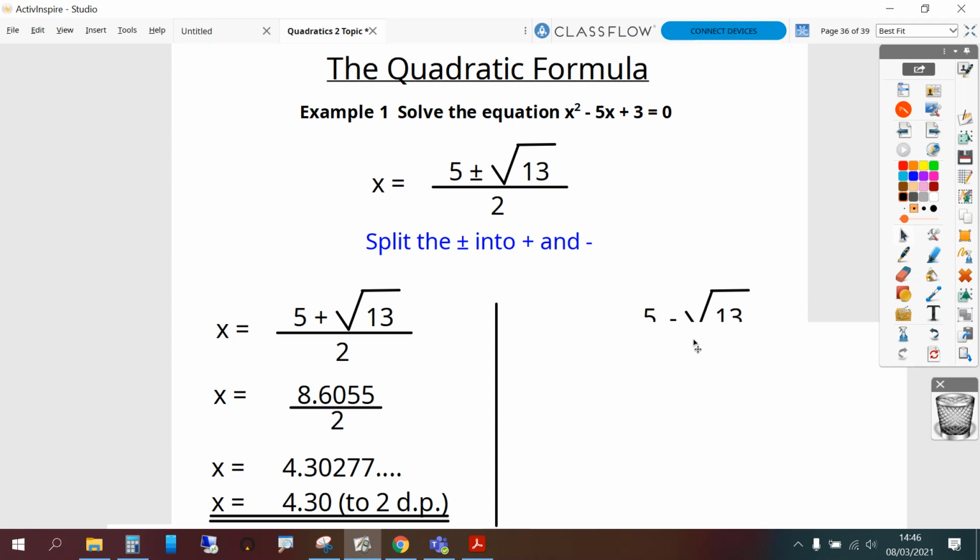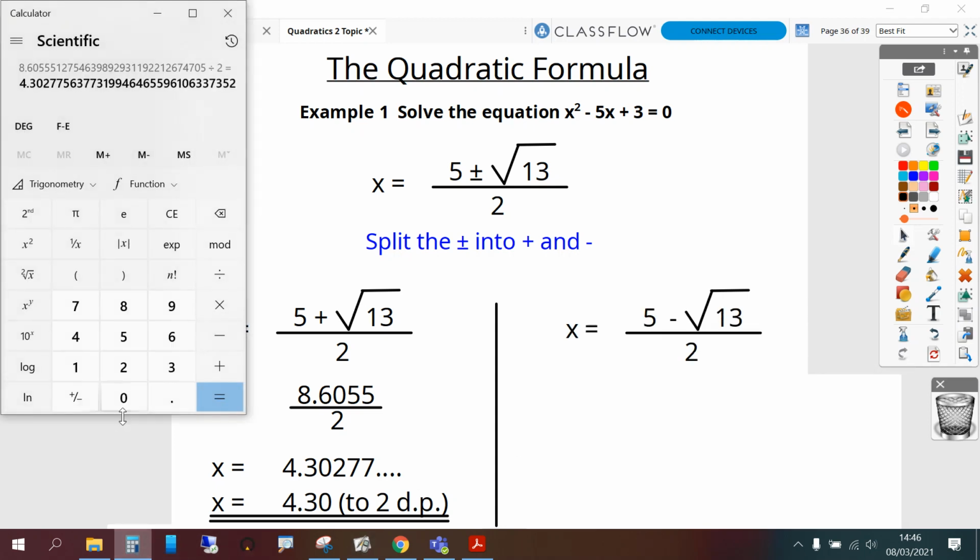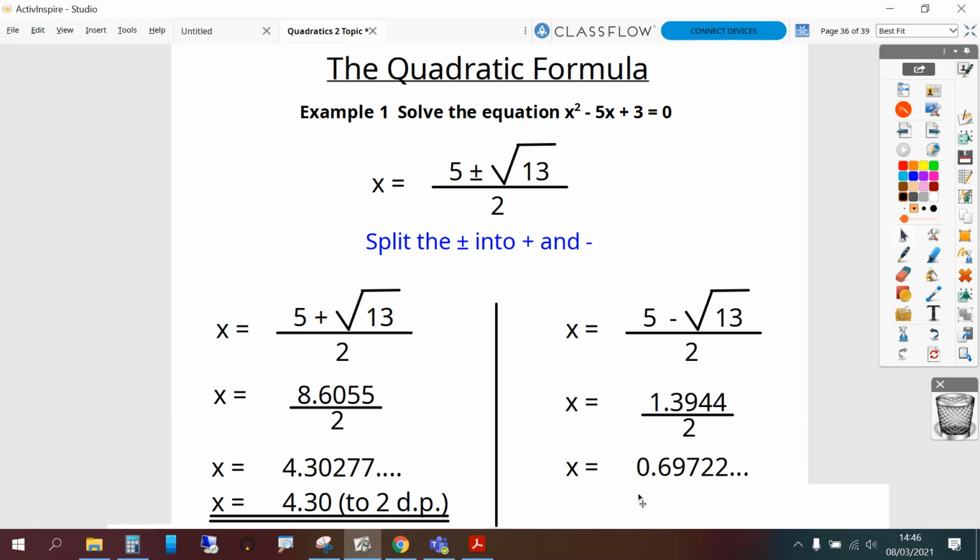And the same procedure for the minus. 5 take away root 13 equals, divide by 2, so that's 0.697. And every quadratic formula question asks you to round to so many decimal places. Here I've chosen 2 decimal places.